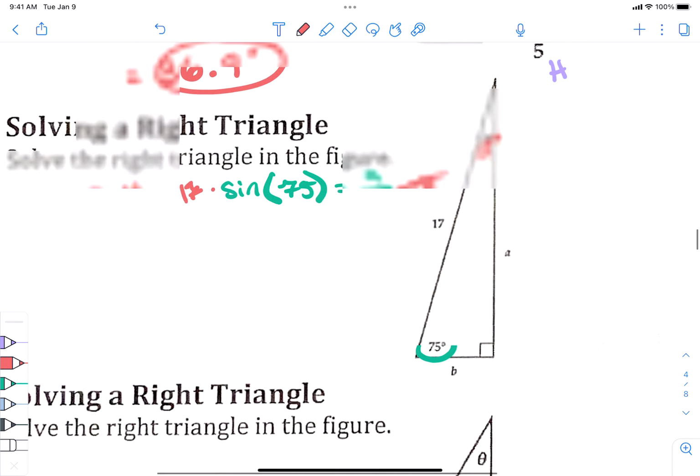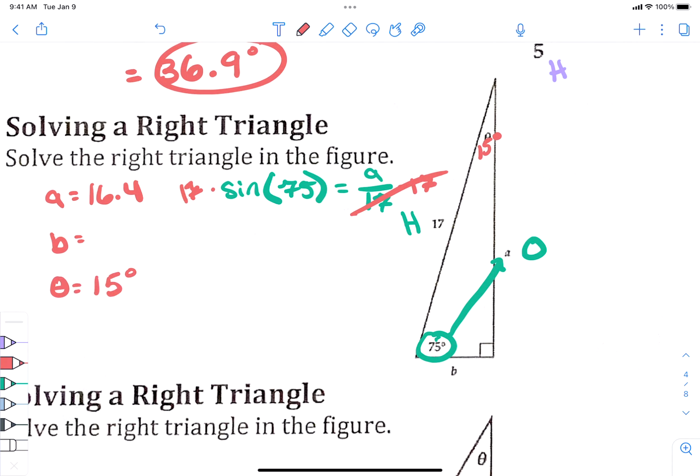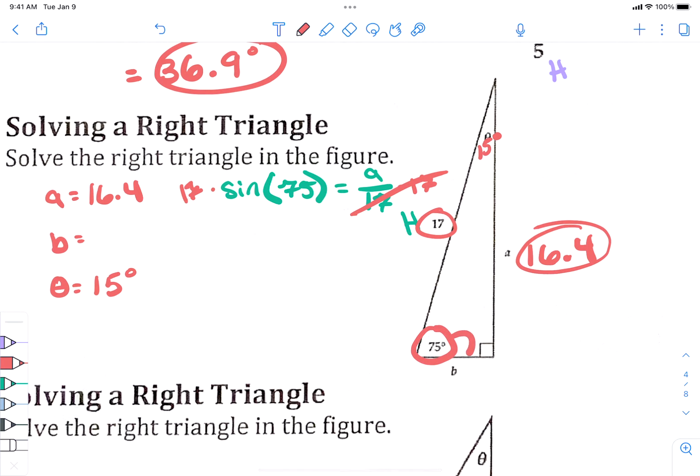Okay, now let's use 75 again, but now we're going to do the b one. We know that a is 16.4, and we know that this is 17. So I'm using 75. I have to use b, and b is what?